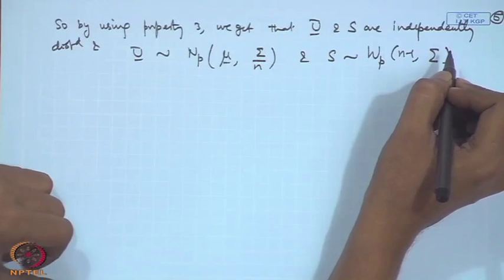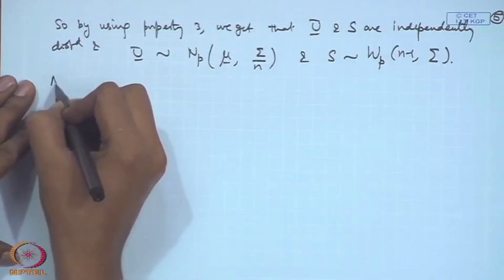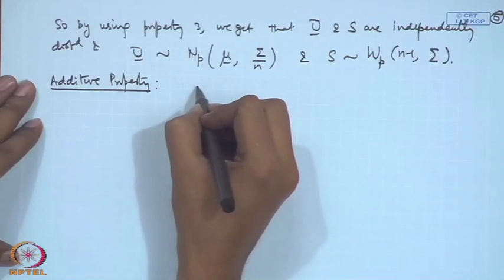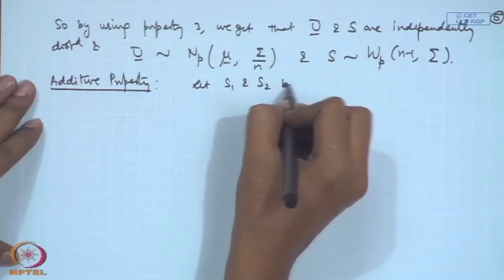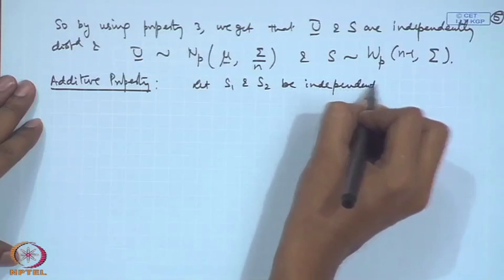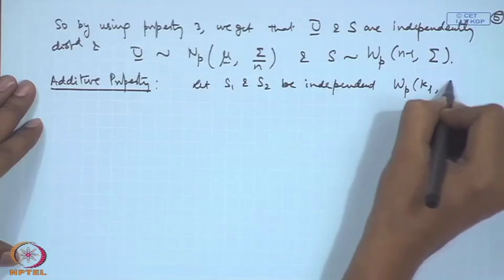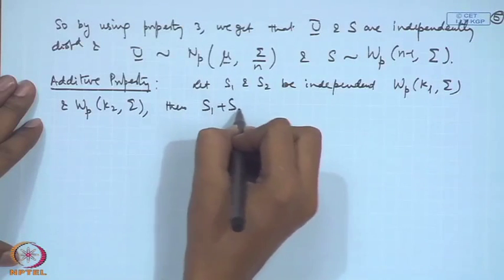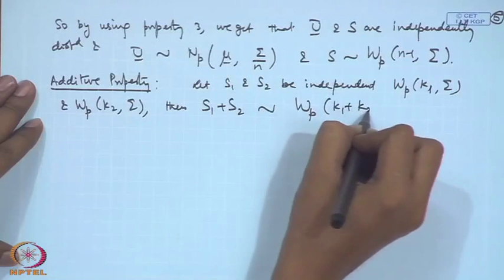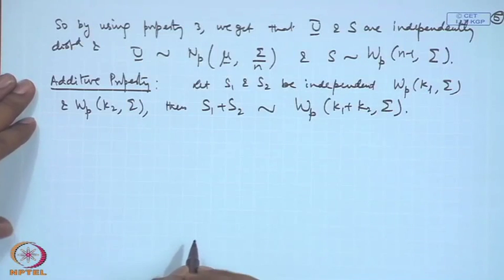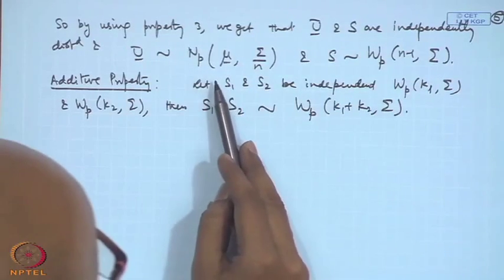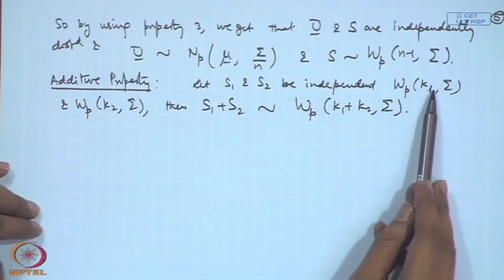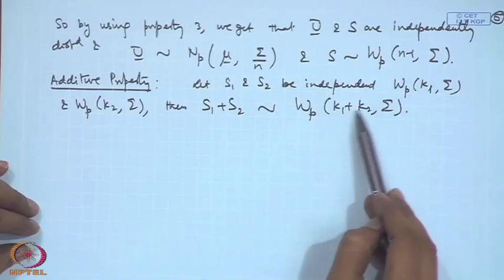Now, like the additive property of chi square distribution, Wishart also has additive property. Let S1 and S2 be independent, say Wishart K1 sigma and K2 sigma. Then S1 plus S2 will follow Wishart K1 plus K2 sigma. Once again, we can prove this result by considering L prime S1 L and L prime S2 L. So, they will be central chi squares, and then they will be additive. So, it will become K1 plus K2.